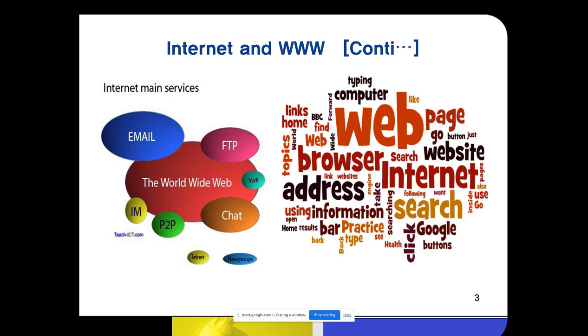Similarly, whenever we talk about the internet and WWW, the internet provides many services to us. We know there are services such as email services, FTP services, chatting services, peer-to-peer computer services, internet messaging services, telnet services, newsgroup services, and so on. And there are also many technical terms which come with all these services, like link, home, web browser, address, uniform resource locator, search engine, and so on.